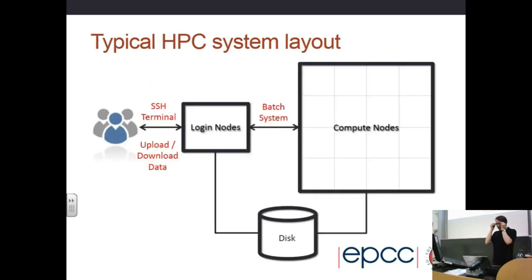So as I said, the typical thing is that you log in to some front-end nodes. There are some compute nodes. The login nodes are fairly standard systems, standard Linux servers probably. The compute nodes are the more specialized ones, of which there'll be thousands, hundreds of thousands of cores. And you'll interact with that via the batch system. You won't log on to them directly. You compile and submit a job to be run. They will share disk, which allows you to share data between them, but you don't have direct access.